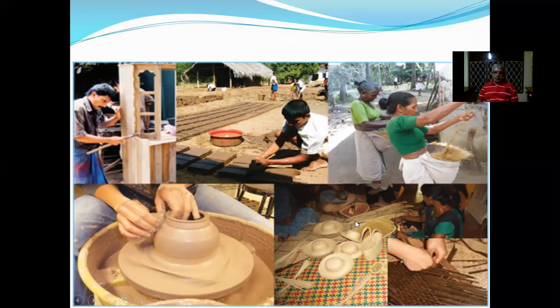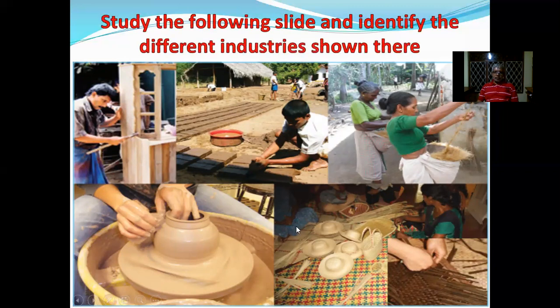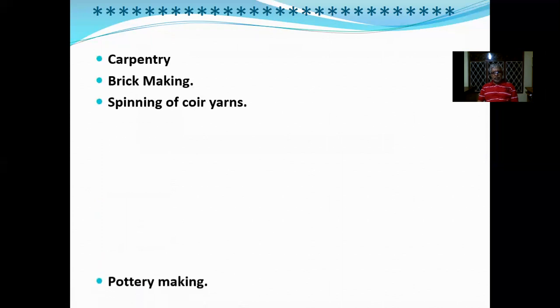Carpentry, brick making, pottery, weaving, hats, and some other items, bags. A lot of things are there. Mats, everything can be seen which can be produced by weaving. Then reading them you can follow. Spinning coir yarns using coir. Coir means coconut coir. In Sinhala kohu.